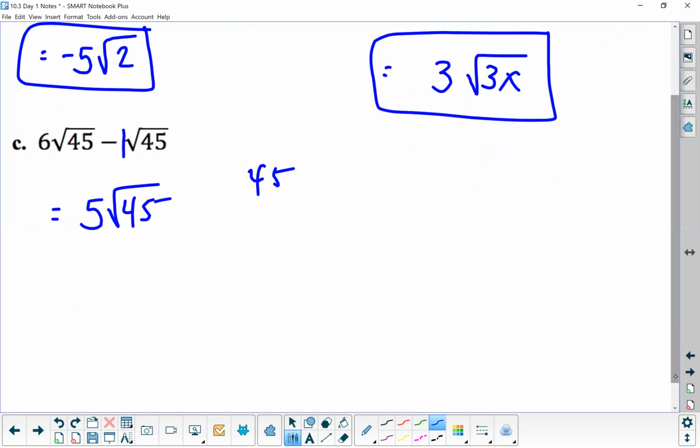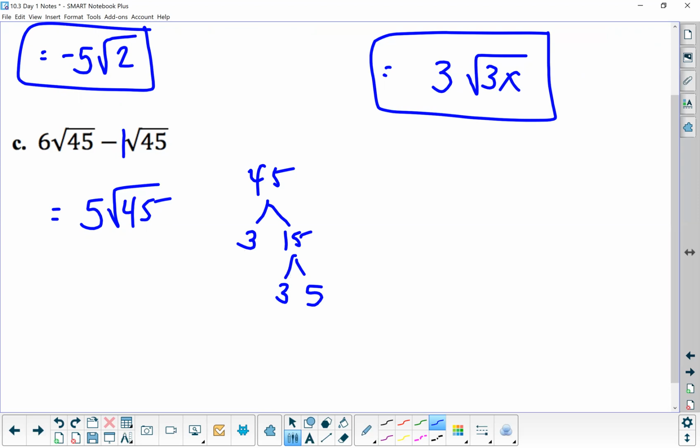Let's see, 45, does 2 divide evenly into 45? No, because 45 is not even. So then we check 3. Does 3 divide evenly into 45? If you remember the rule, we add the digits together. 4 plus 5 is 9. 3 does divide into 9, so 3 divides into 45 15 times. Does 3 divide evenly into 15? Well, again, 1 plus 5 is 6, which is divisible by 3. So 3 divides evenly into 15 5 times.